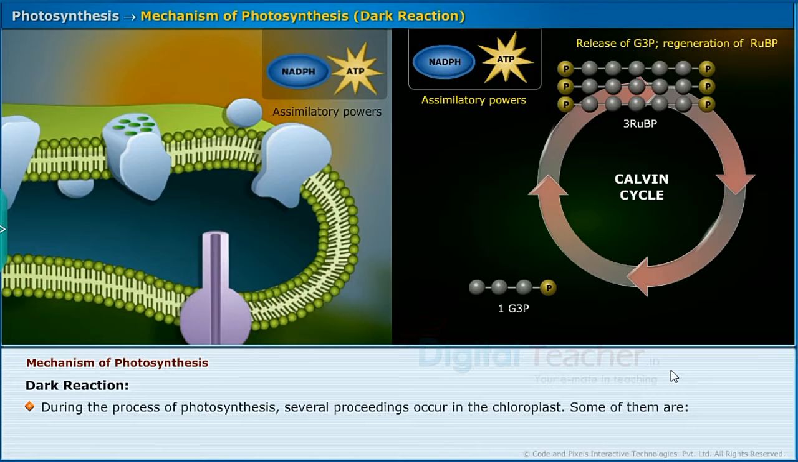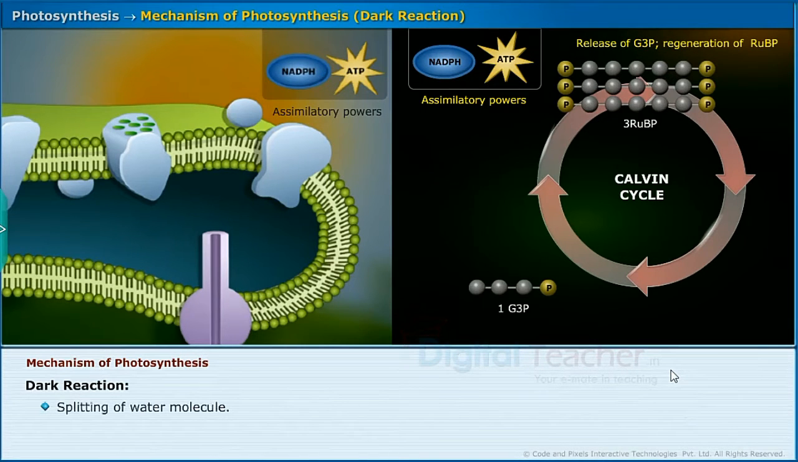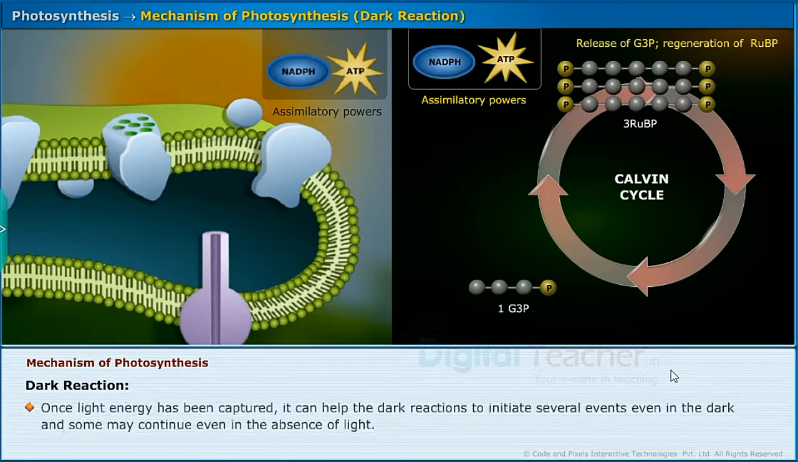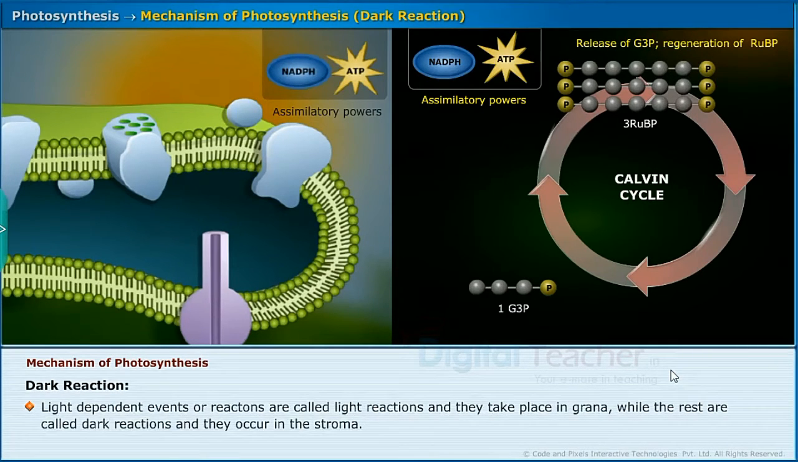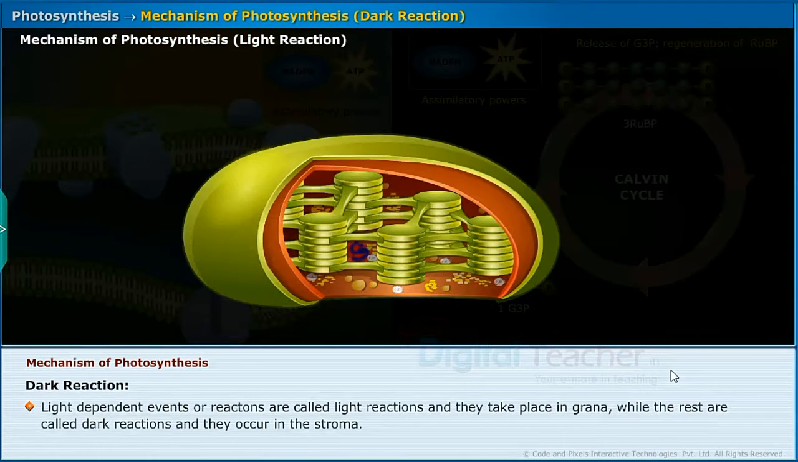During the process of photosynthesis, several events occur in the chloroplast. Some of them are converting light energy into chemical energy, splitting of the water molecule, and reduction of carbon dioxide to carbohydrates. Once light energy has been captured, it can help the dark reactions to initiate several events, even in the dark, and some may continue even in the absence of light. Light-dependent events or reactions are called light reactions, and they take place in the grana, while the rest are called dark reactions and they occur in the stroma.